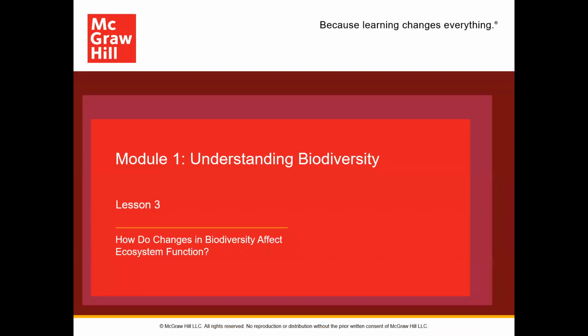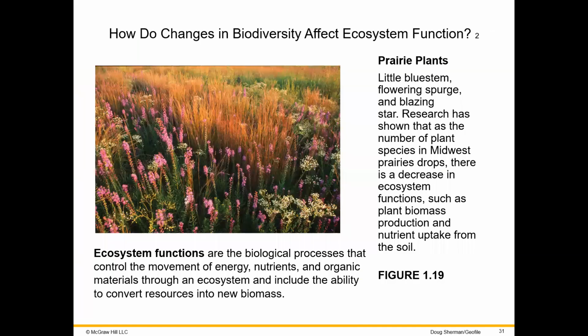Lesson 3. How do changes in biodiversity affect ecosystem function? In this lesson, we will examine the relationship between ecosystem function and ecosystem and species richness. So, ecosystem functions are the biological processes that control the movement of energy, nutrients, and organic materials through an ecosystem and include the ability to convert resources into new biomass. Here in this example, we have prairie plants, little bluestem, flowering spurge, and blazing star, which, by the way, we also have here in South Florida.